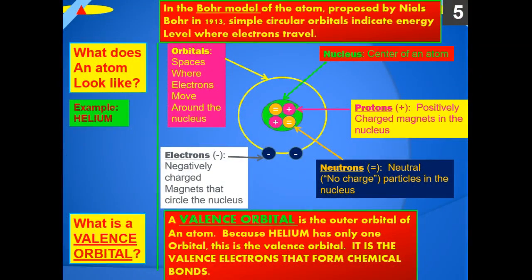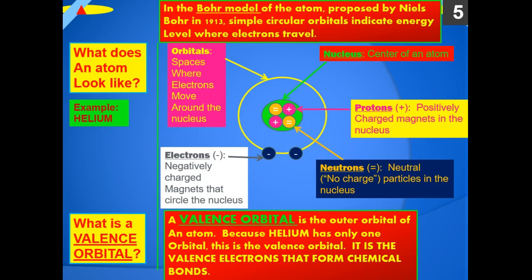So here's a diagram of the simplest type of atom. It's called the Bohr model. It shows a nucleus and then perfectly circular orbitals going around it. Now, electrons don't really travel around in these circular orbitals, but it serves as a good enough model for many of the explanations we need to do in chemistry.